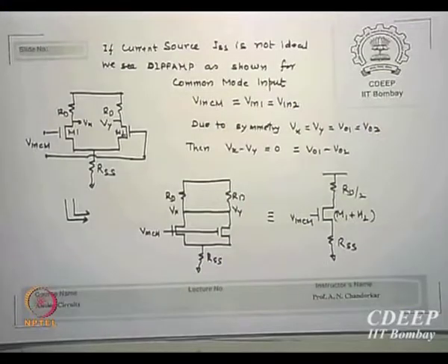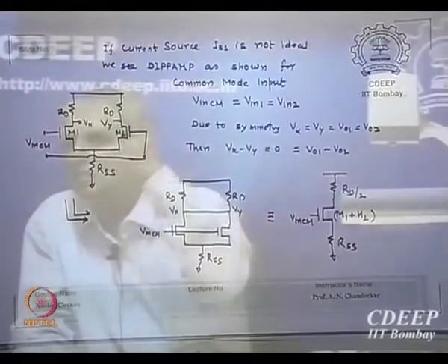If the current source ISS is not ideal, what does that mean? Not ideal means, what is an ideal current source? The shunting resistance is not infinite but finite, okay. Non-ideal means RSS across the source is not infinite, okay. What do we call a current source? Its output impedance is infinite, okay, but it is not true.